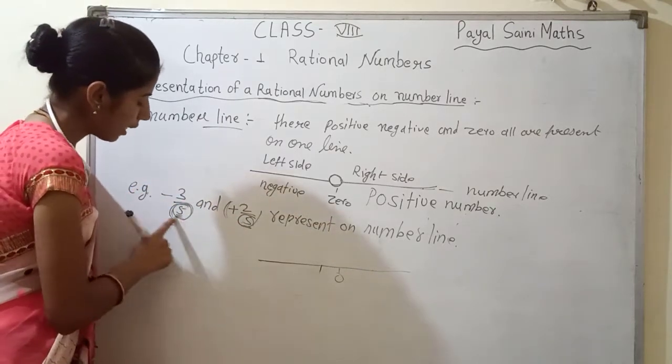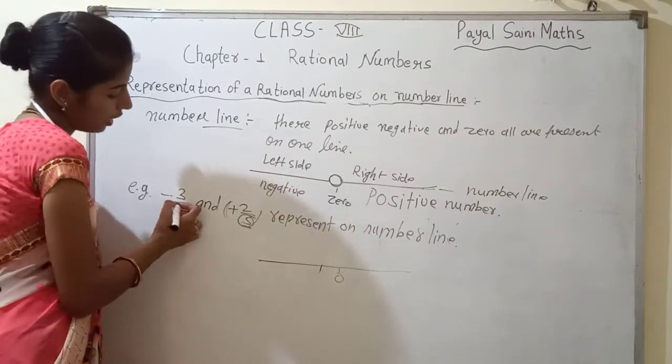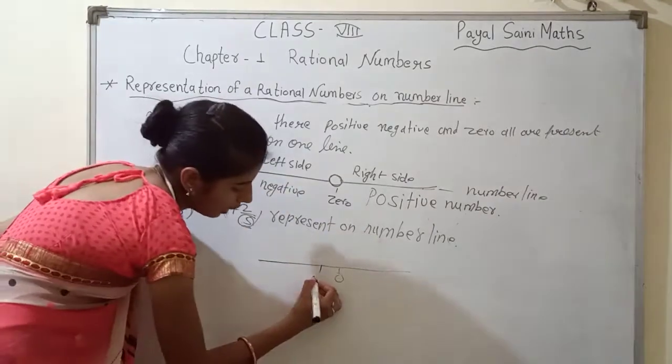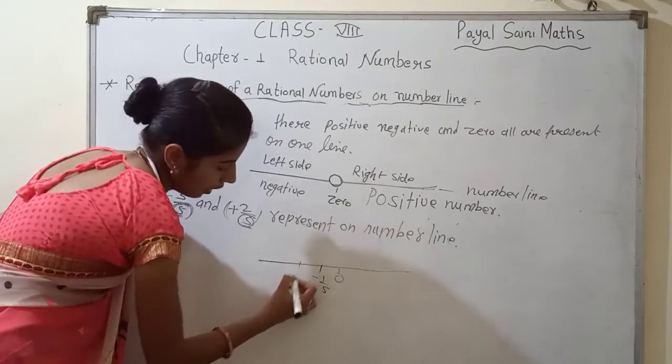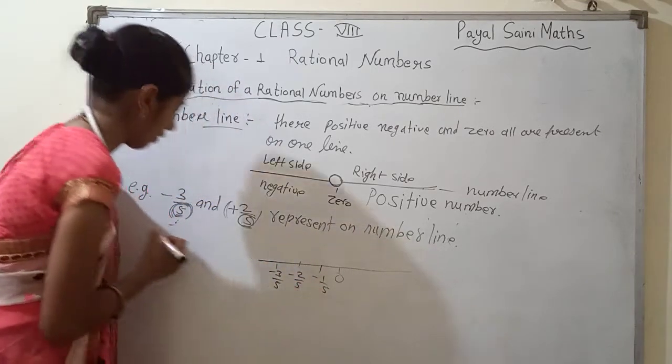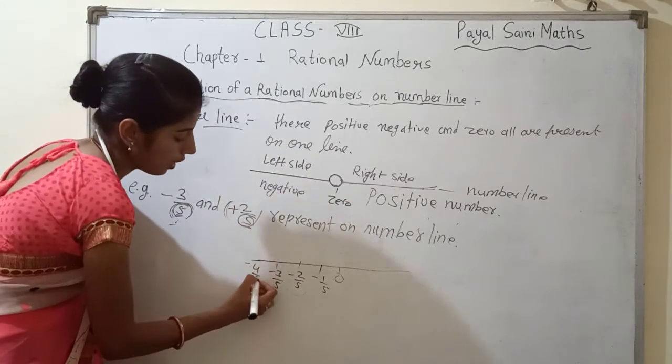Then how do we make them? You can see your downside, the denominator, is 5. Then first we write 1 by 5, next minus 2 by 5, minus 3 by 5, next is minus 4 by 5.